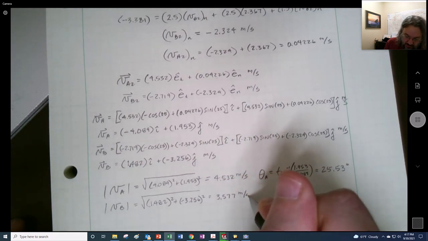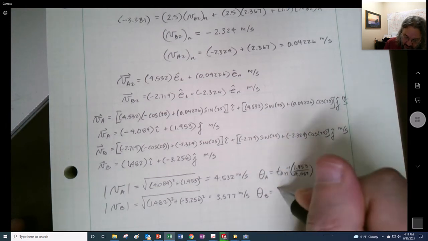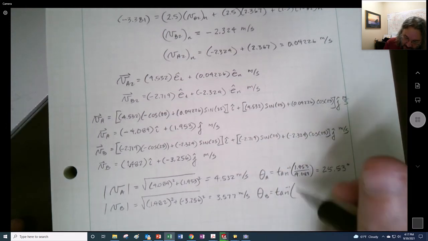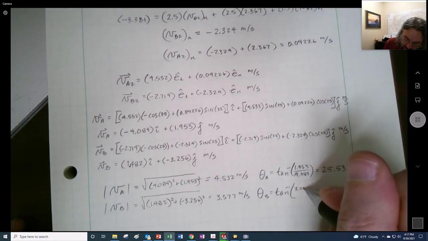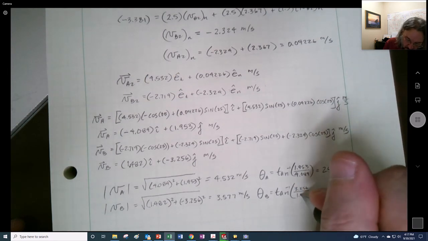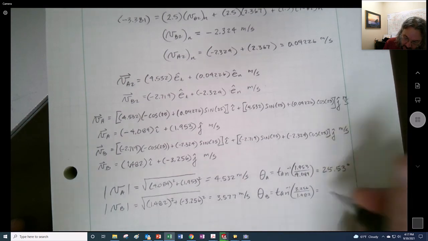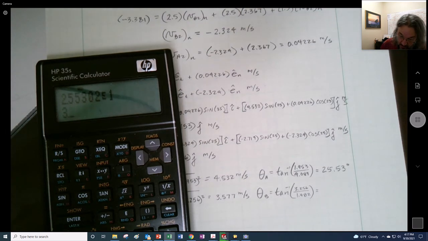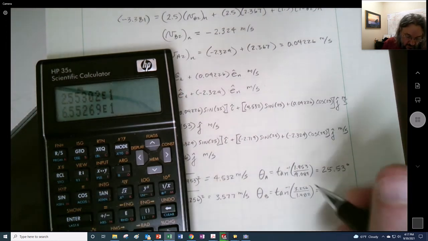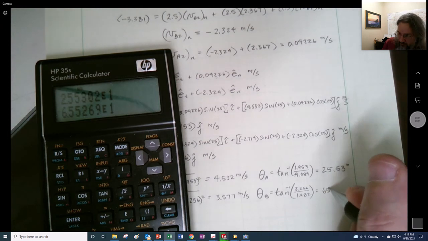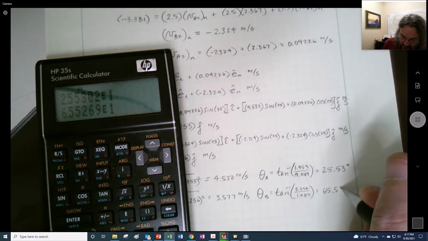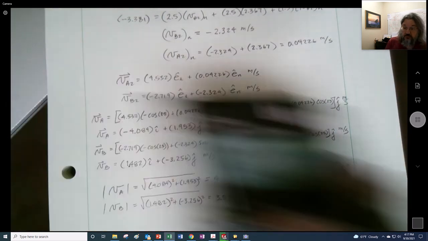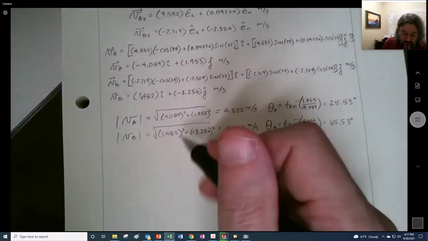So let's see, this guy is going to be 3.577 meters per second. We'll call it theta B for lack of a better thing. And so 3.256 over 1.482. Not confident with my Excel angles, I'll calculate it by hand here. No, it's not really by hand, is it? Yeah, now we get 65.53 degrees. All right, we're almost there.